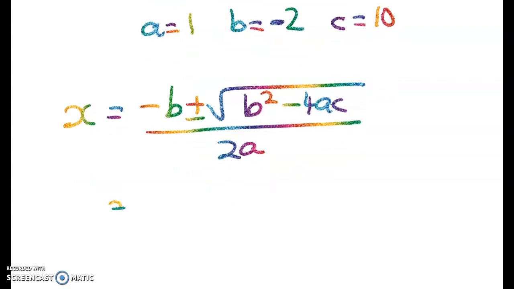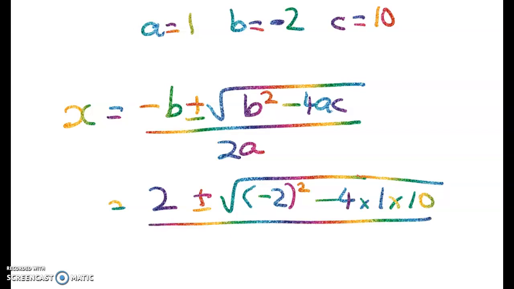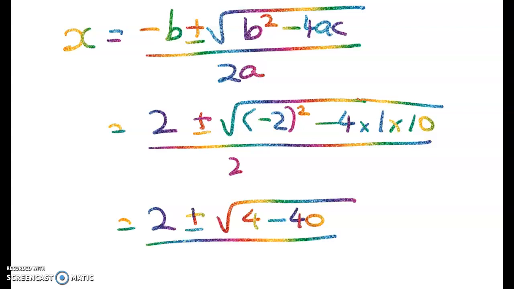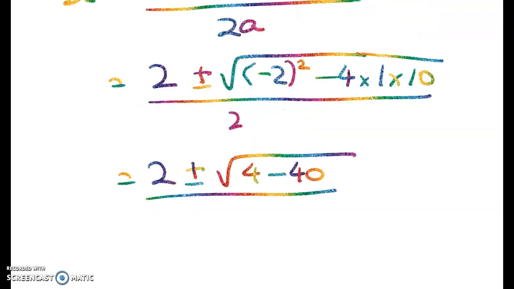And in this case, we get negative 2, so 2 plus or minus the square root of negative 2 squared minus 4 times 1 times 10, divided by 2, which gives me 2 plus or minus the square root of 4 minus 40, over 2, which is 2 plus or minus the square root of negative 36.